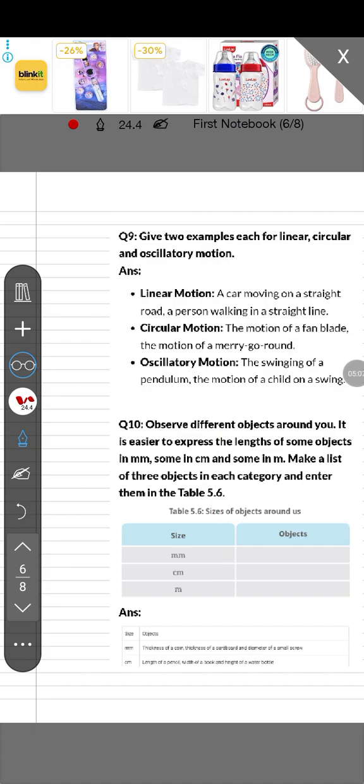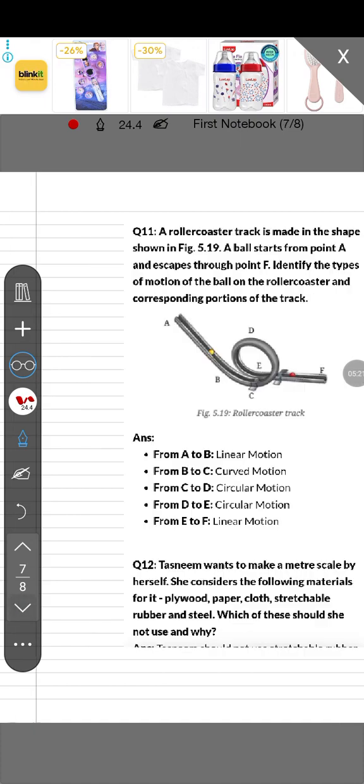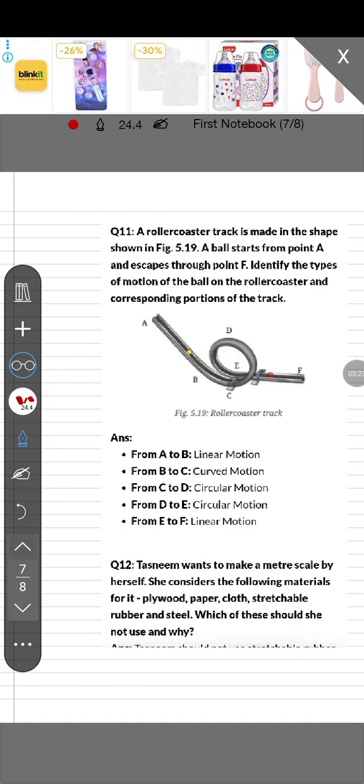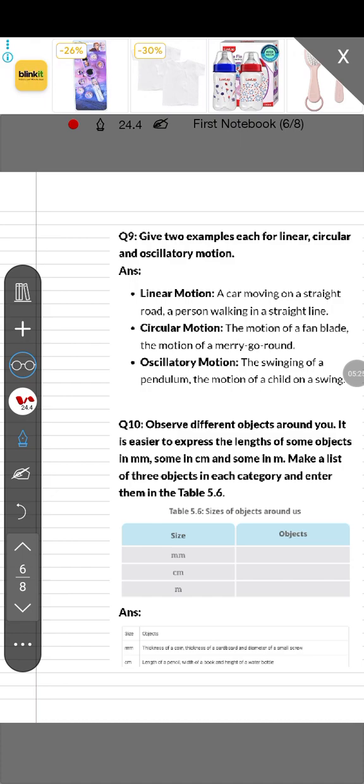Now dear students, after this we have the next one. Observe the different objects around you. It is easier to express the length of some objects in mm, some in centimeter, some in meter. Make a list of 3 objects in each category and enter them in table number 5.6. So you have to take a scale, take an object, and write 3 objects in mm.